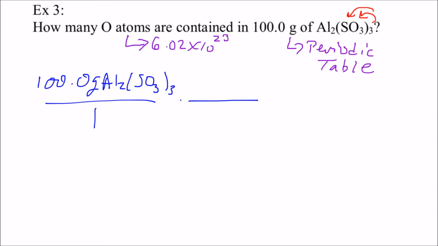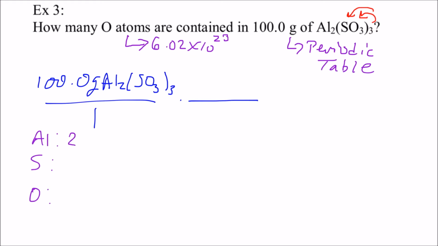But we don't just have one element, we've got a whole bunch of elements there. And we need to add them all up. We need to add the masses of all of these elements together so we can have the total mass of that compound. So this is what I call breaking it down. And so we're going to write out each element that we have. We've got aluminum, we've got sulfur, and we've got oxygen.